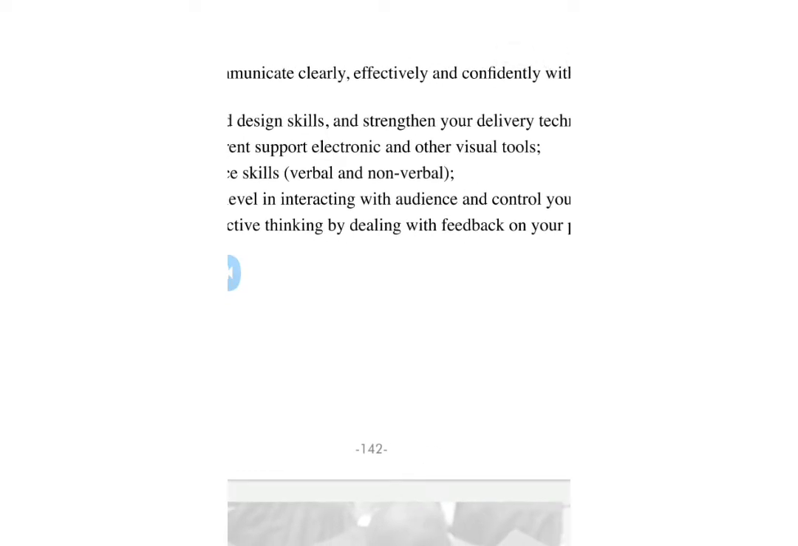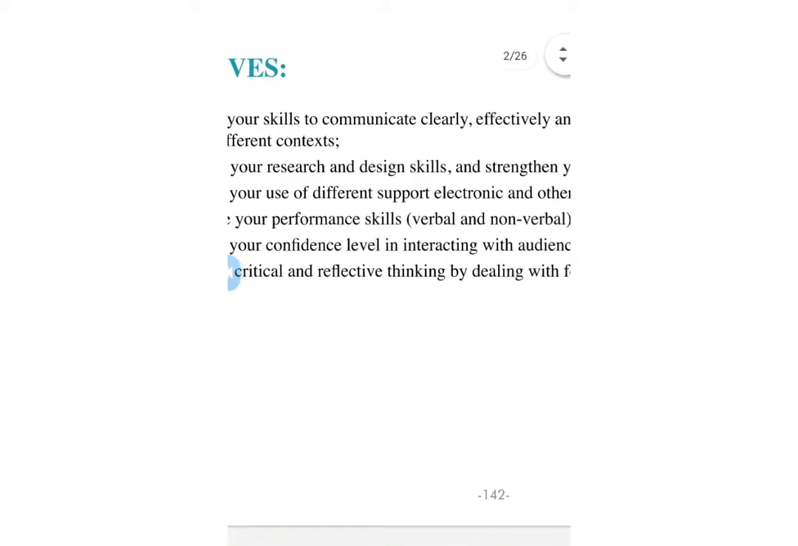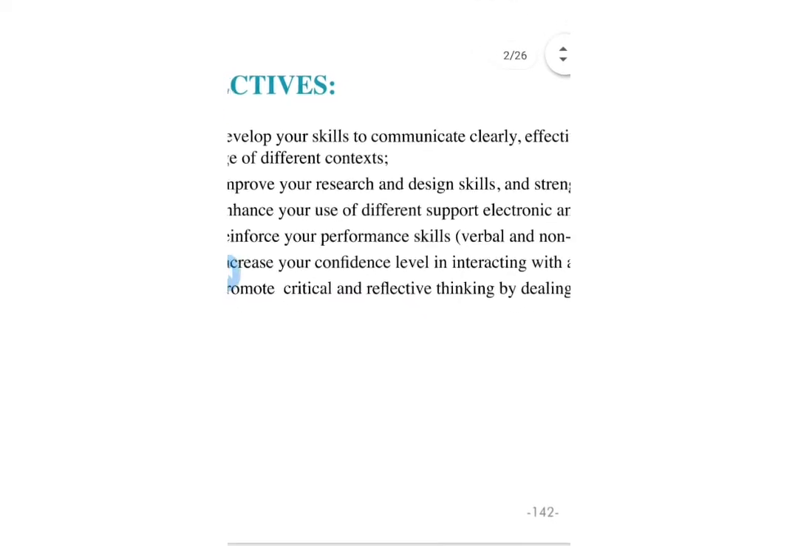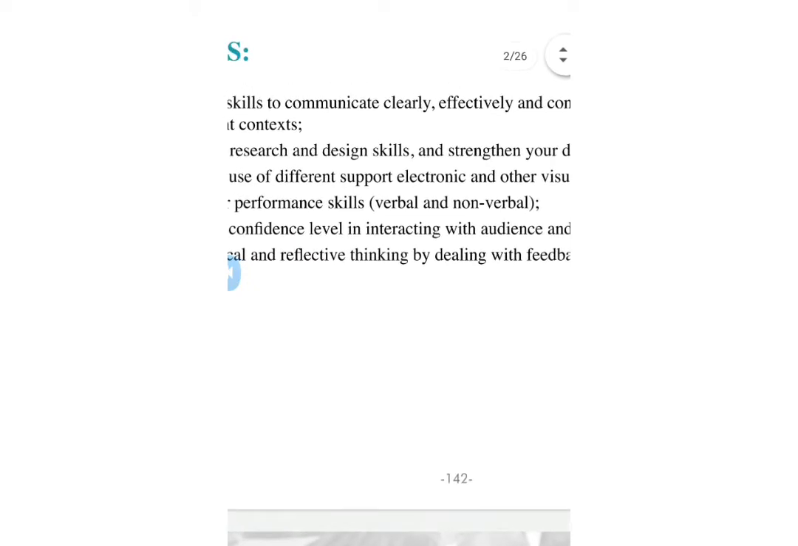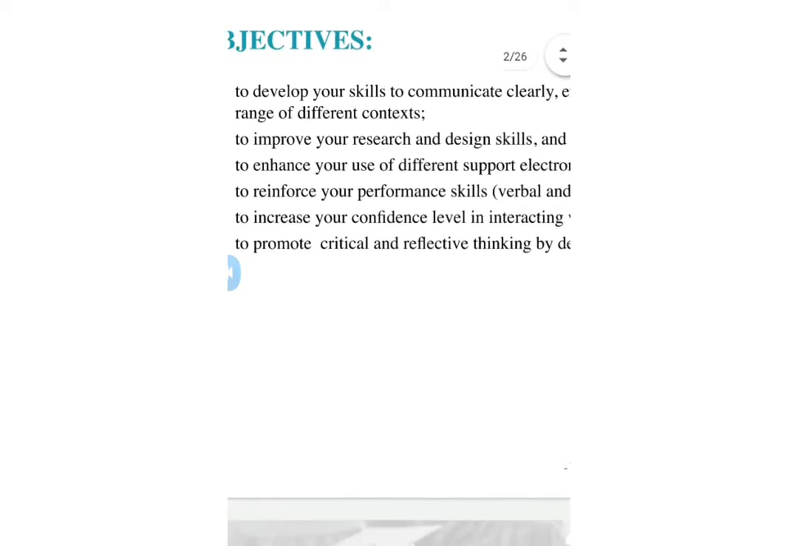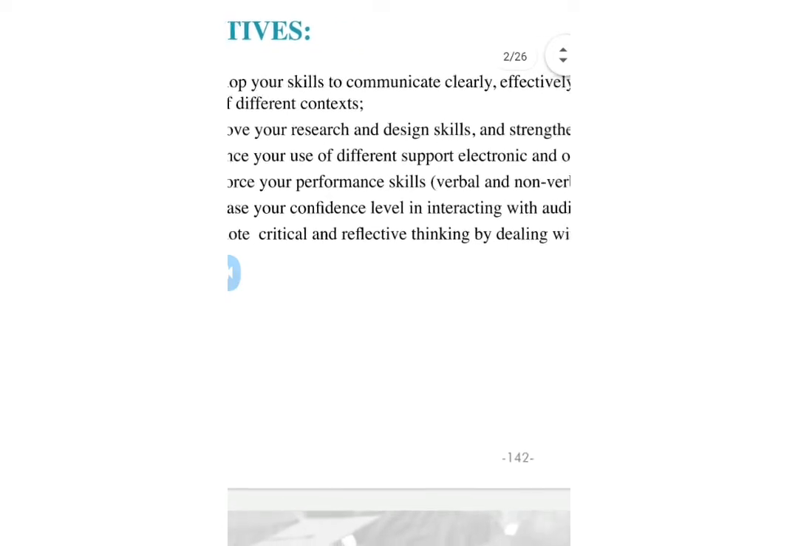So before you ever gave a presentation, maybe you did not know how to make a PPT, how to switch on a projector, or how to connect your phone to a projector. If you start giving presentations, you will also learn how to use different support, electronic and other visual tools. Visual tools means tools that can be seen, like your PPT, like your projector screen. All these are visual tools. So you learn how to use all these to reinforce your performance skill, verbal and non-verbal.